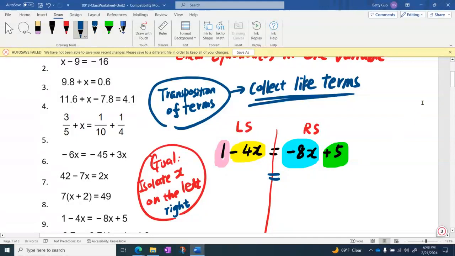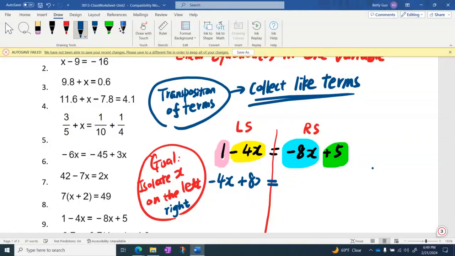So the yellow term is a negative 4x. It's already on the left side, so I'm going to keep it on the left side. Negative 4x is still negative 4x. And the blue term is a negative 8x on the right side. But I want the blue term on the left-hand side, right? What I can do is move the blue term from the right side to the left side and then flip the sign in front of it.